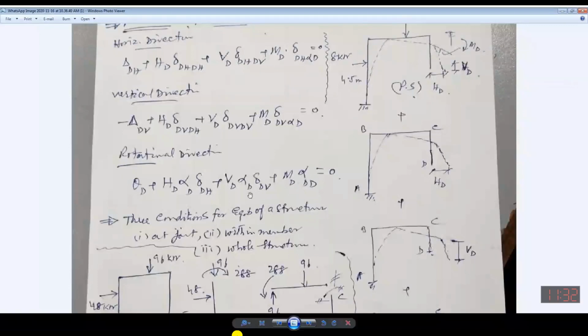dV. What does it indicate? It indicates rotation at point D due to unit force. This is delta, unit force at point D in the vertical direction. Then this is the rotation at point D due to unit moment at point D. Okay sir, thank you. Any other one? Anyone else? Any other person? Everybody is welcome. Please come up.